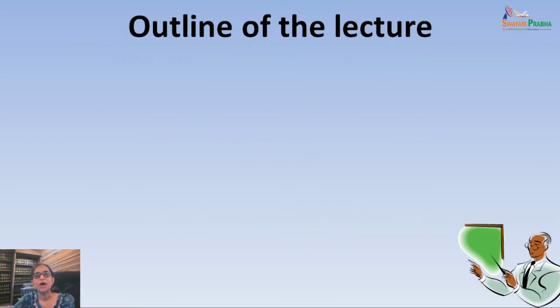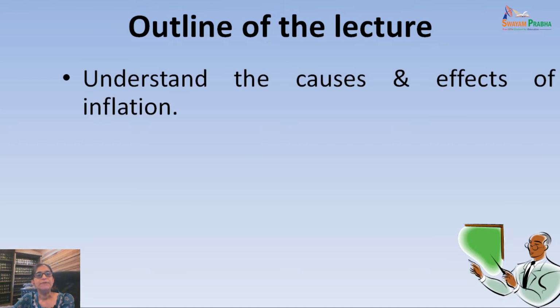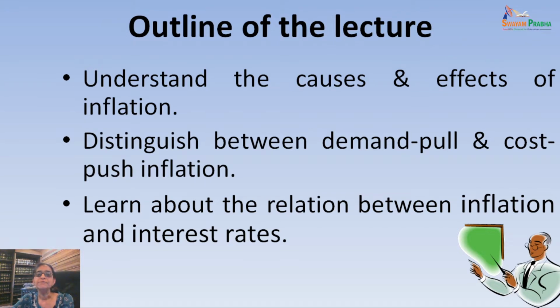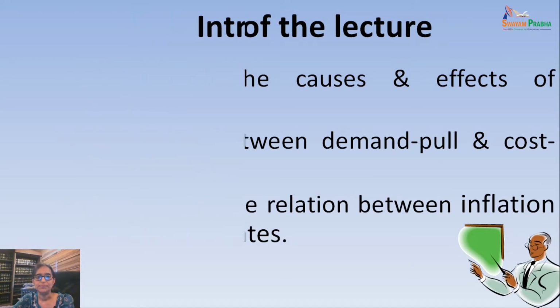So let us have an outline of today's lecture. We will be understanding, of course, the causes of inflation and the effects of inflation. We will be distinguishing between two very important types of causes of inflation, that is demand pull inflation and cost push inflation. Thereafter, we will understand what kind of a relationship exists between inflation and the interest rates.